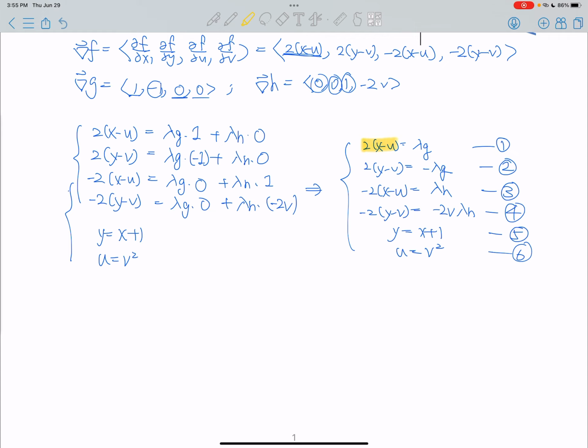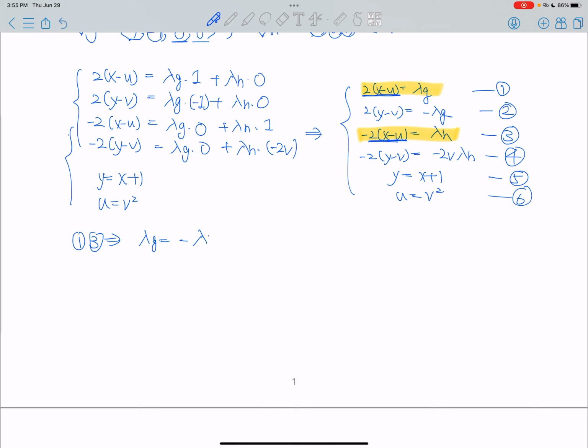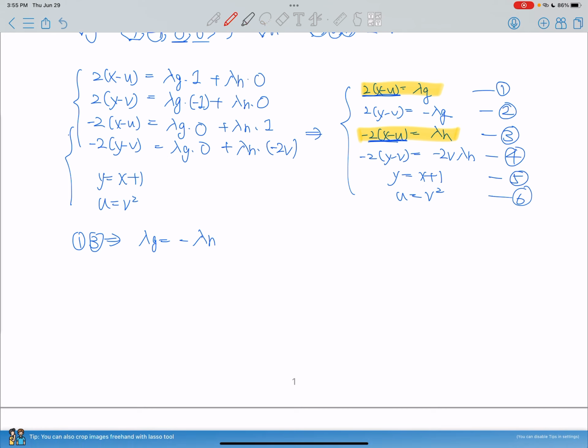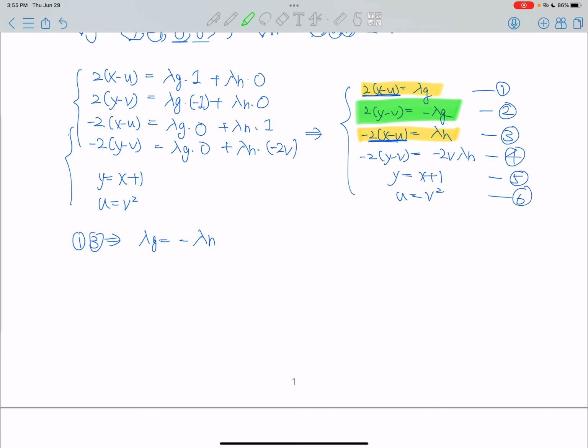So from 1 and 3, we obviously get lambda g equals negative lambda h. And also, from equation 2 and equation 4, since there's also a common term, 2y minus v, we obviously get negative 2v lambda h equals lambda g. So this is by 2 and 4. So we can pick out these 2 relations for the lambdas from the 6 equations.